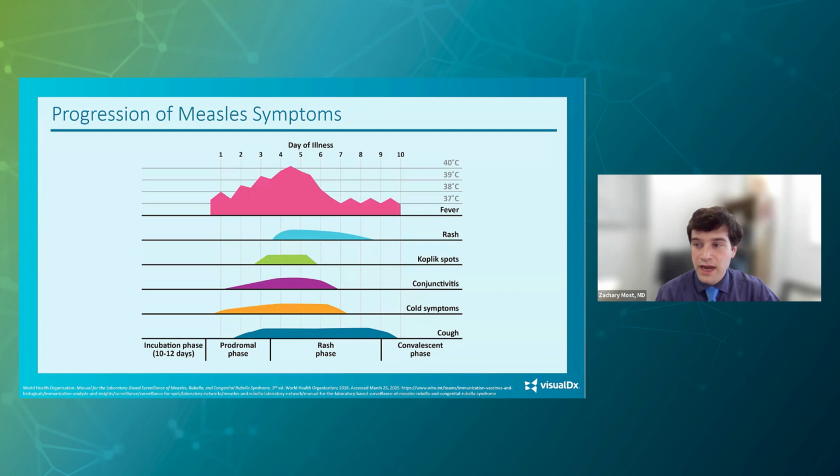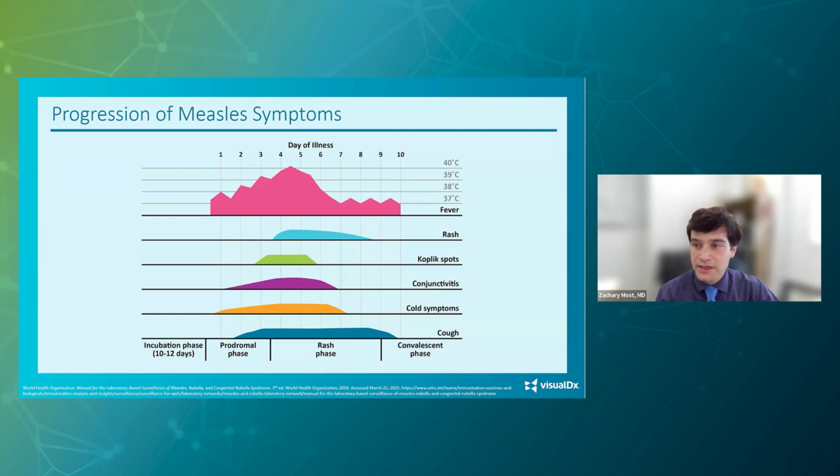This figure shows over time the progression of symptoms of measles. And in most people with measles, this is a very well-defined time pattern. The relationship between the different times when symptoms come on is pretty consistent and predictable in measles.